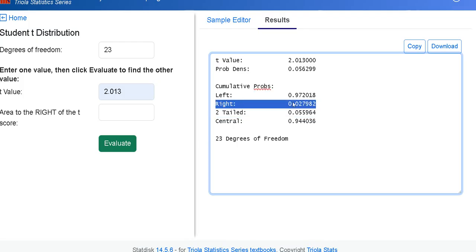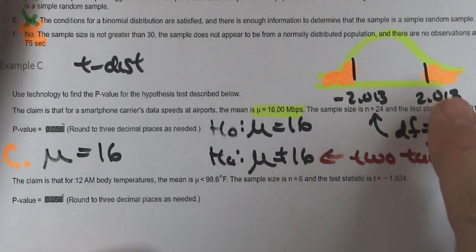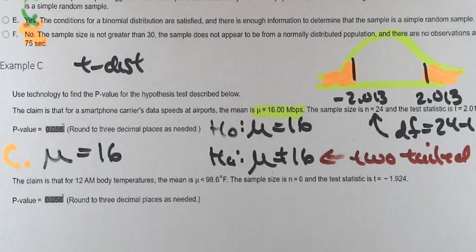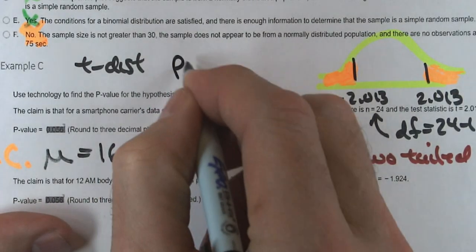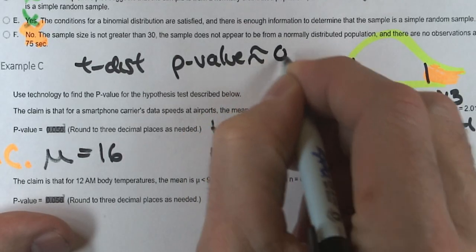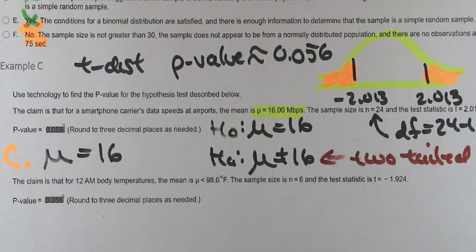You can see that if you look at the area in the right tail and you double it, because this area and this area match, you're going to get the p-value, which is both areas. So the p-value is about 0.056. The p-value is approximately 0.056. There. Nailed it.